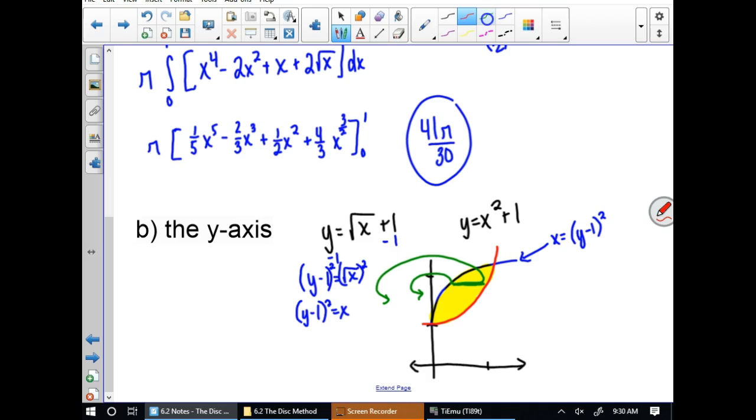And then y equals x squared plus 1, that'd be y minus 1 equals x squared. I would square root both sides. So x would equal, you'd use plus or minus the square root of y minus 1, but because this is just the part on the right-hand side, we're going to use the plus, so we'll have the square root of y minus 1. So x is the square root of y minus 1 here.